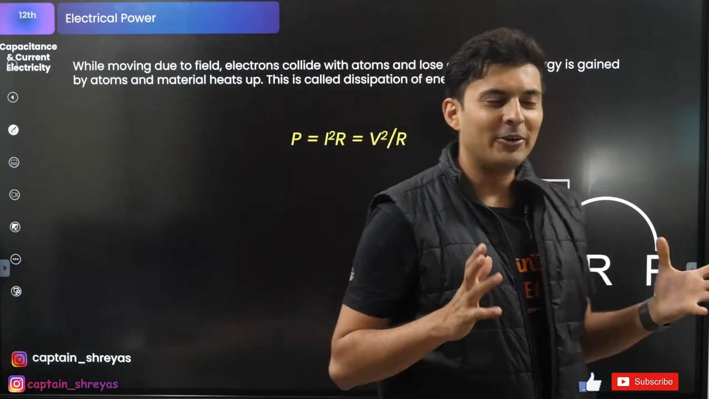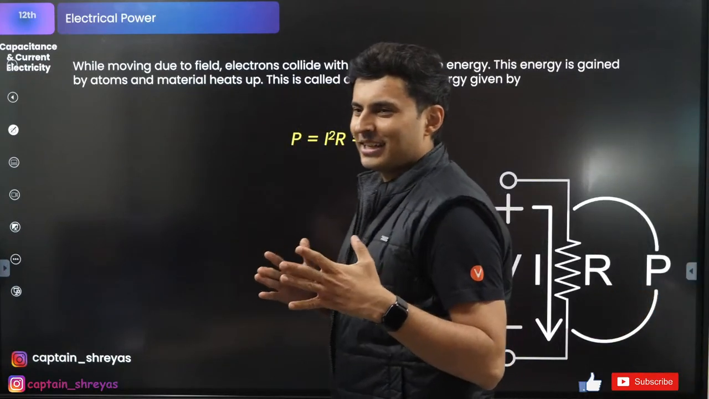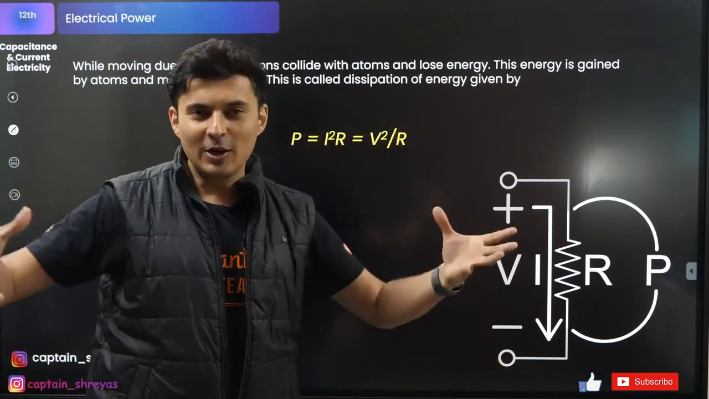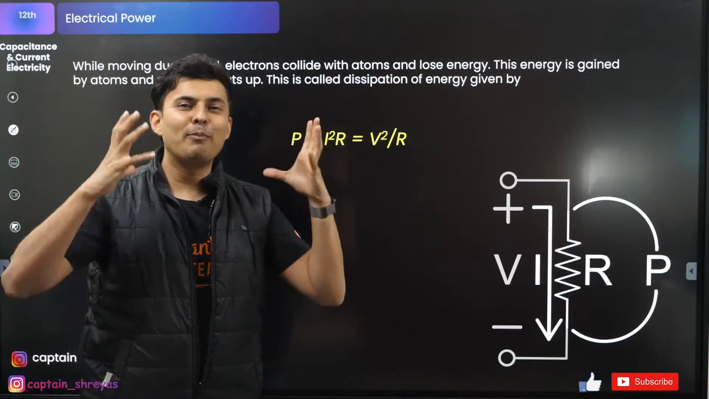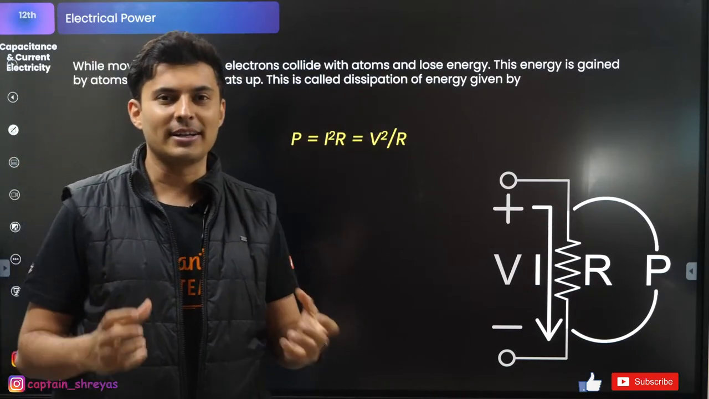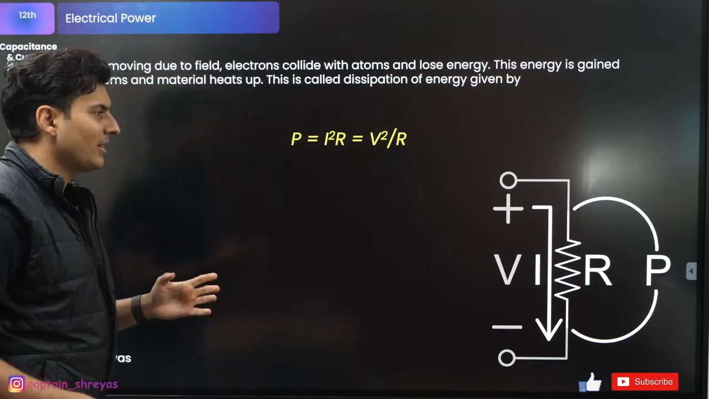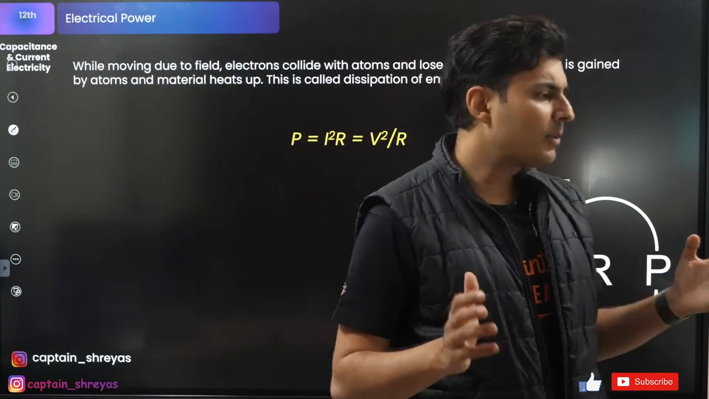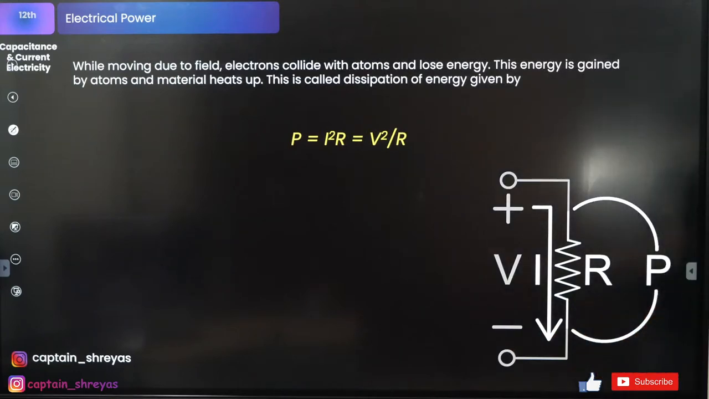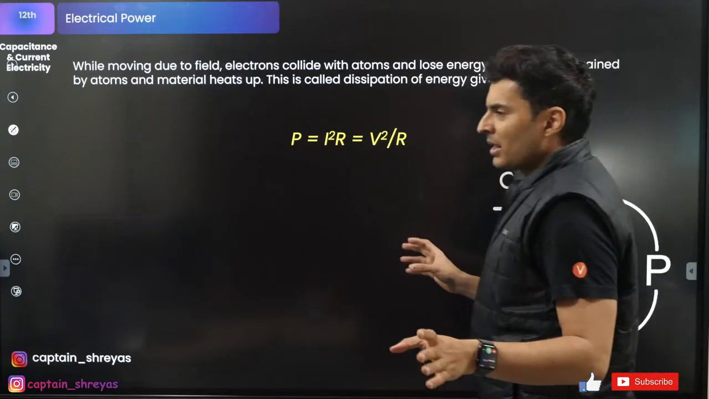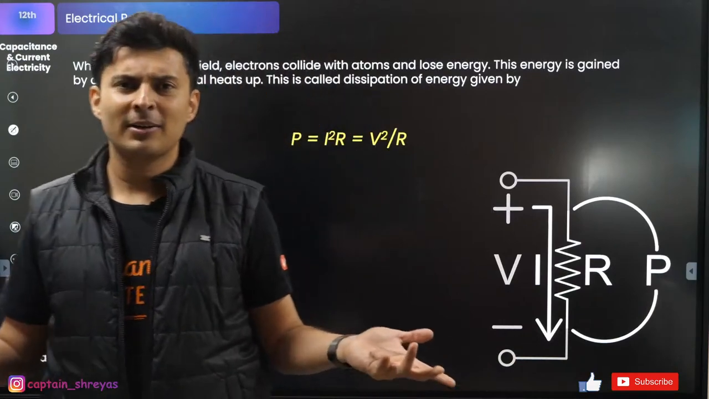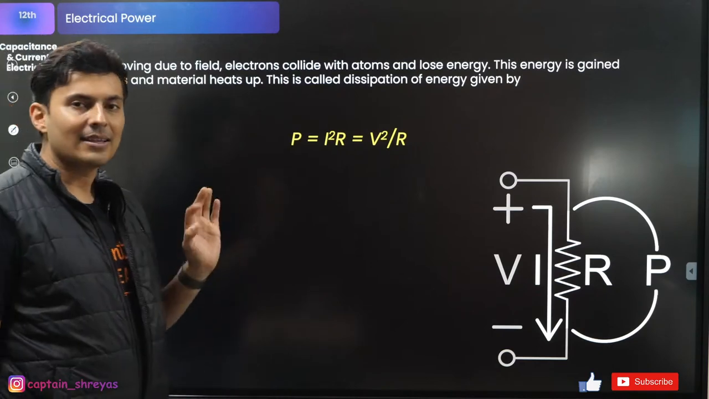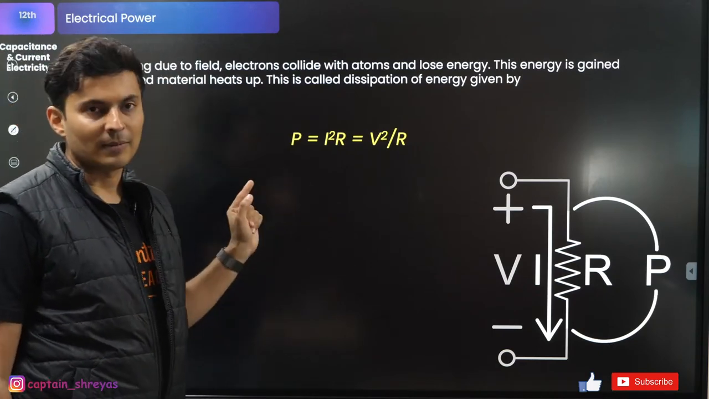Okay, going to the next part, and that is electrical power. We all know that when current flows through a resistance or a wire, it gets heated up. The energy lost per unit time is the power lost in a device or a resistor, and that is I squared R or V squared by R. Which formula will you use when? It's simple. If you know the current, you'll use I squared R. If you know the voltage, you'll use V squared by R. As simple as that. Keep this in mind.